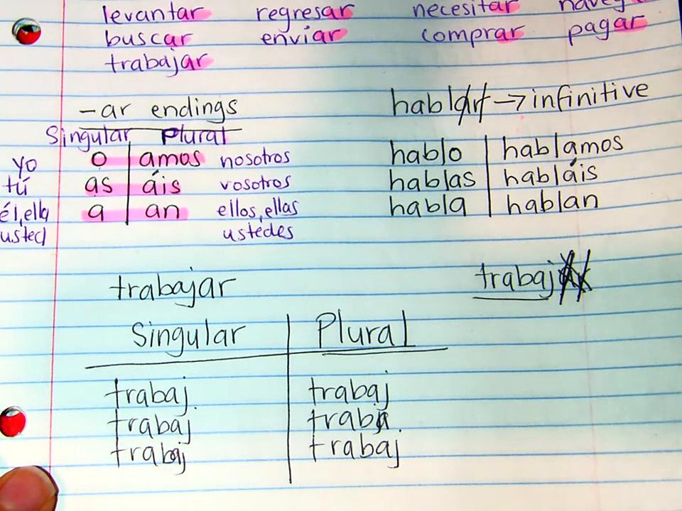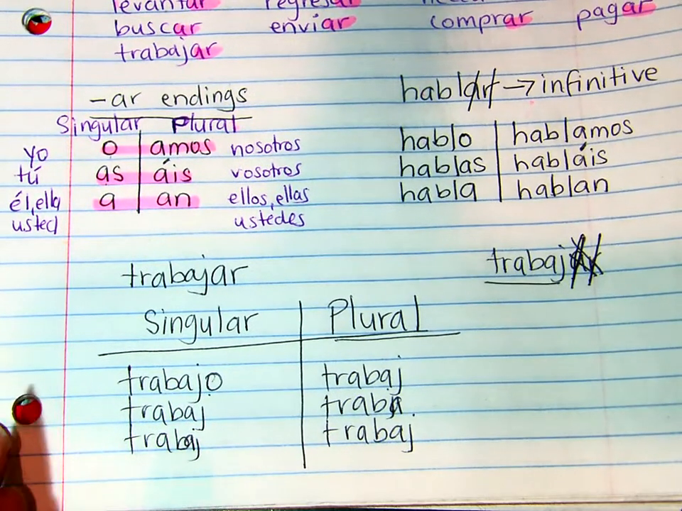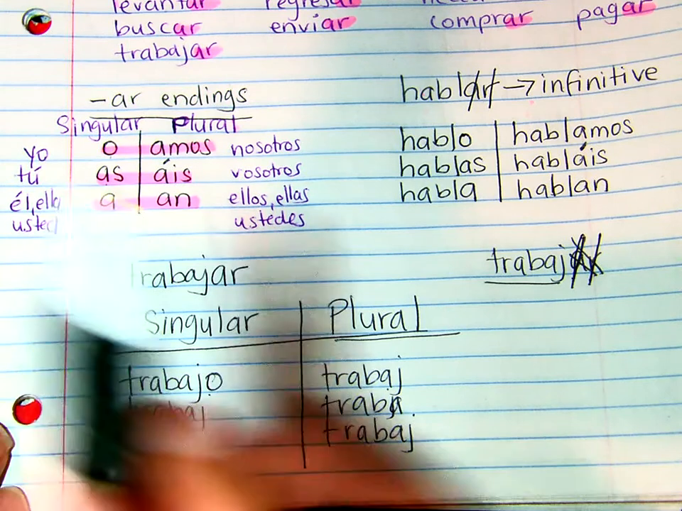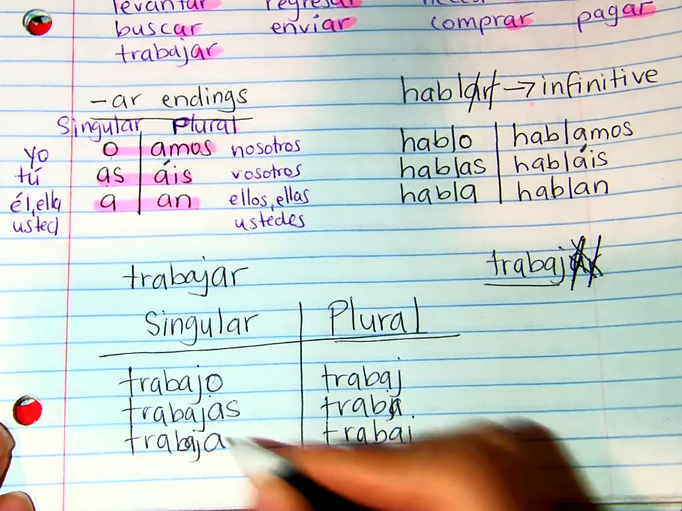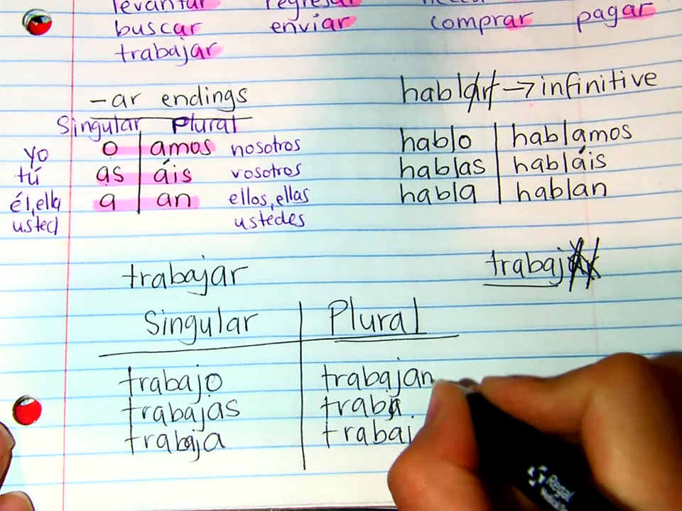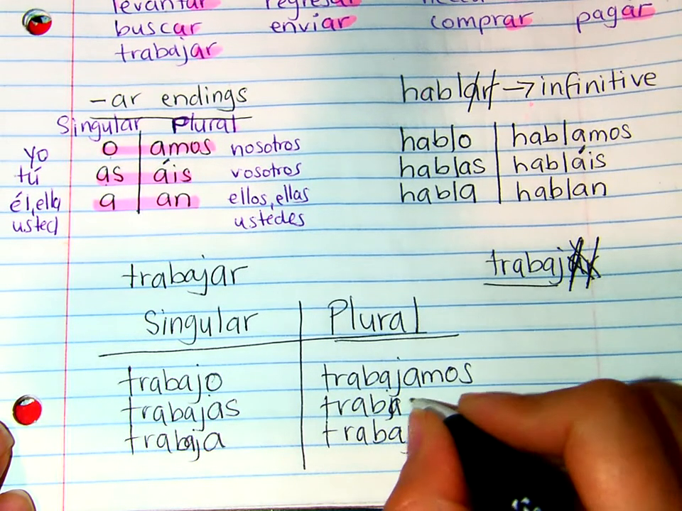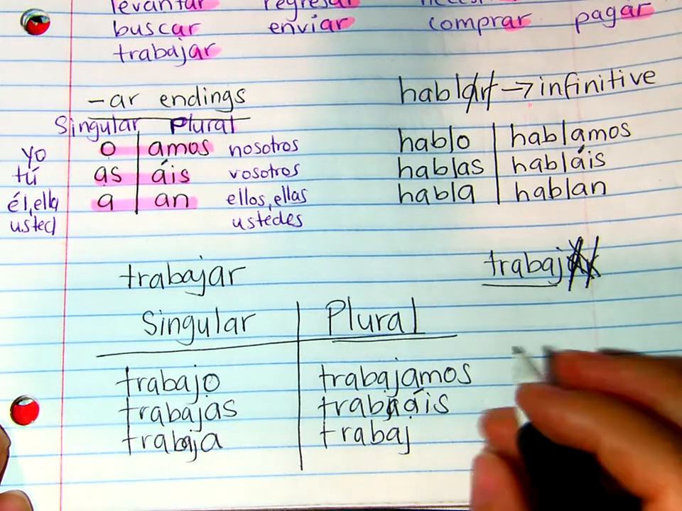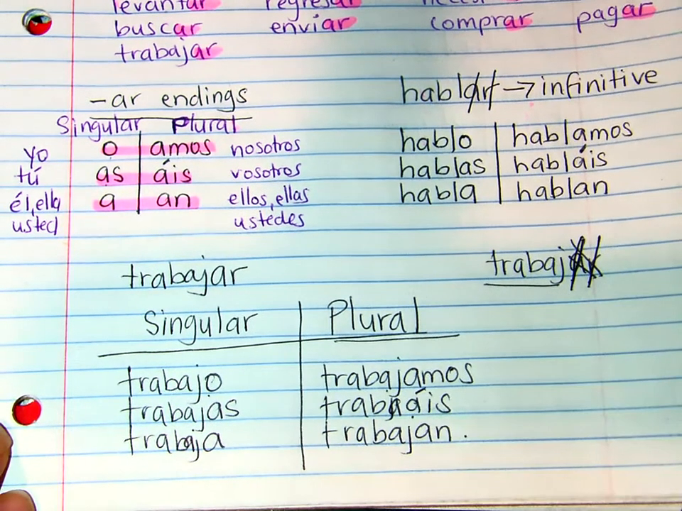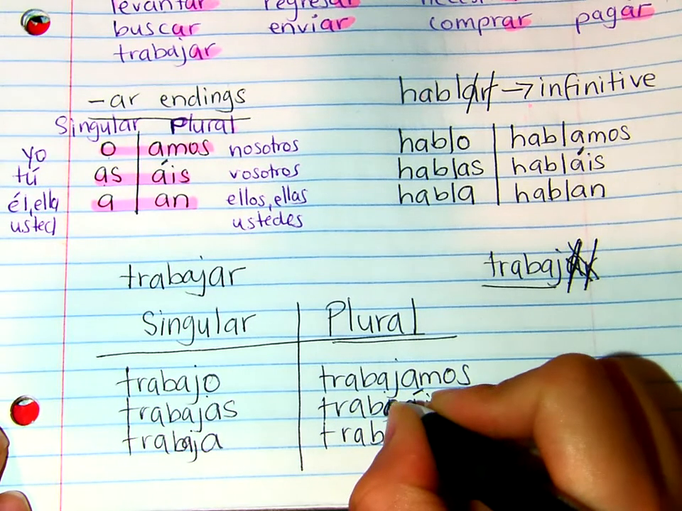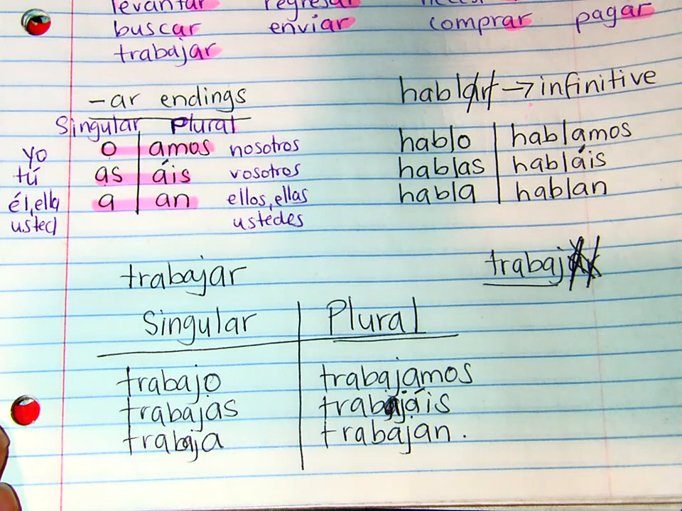You want to say, I work. You go here, you add just the o. You want to say you, singular, work? Well, you add as. She works. You add an a. We work: amos. Vosotros. Okay? And then ellos, they trabajan. Okay? There we go. Okay? Now, should we do one more?